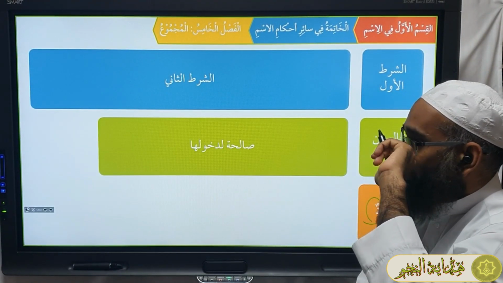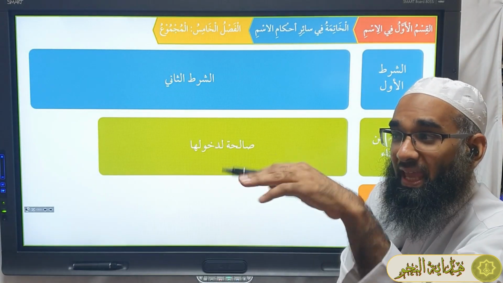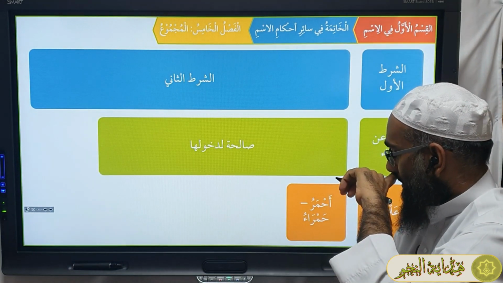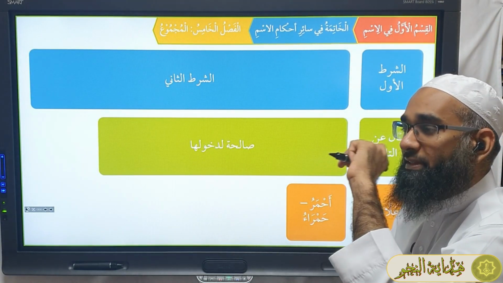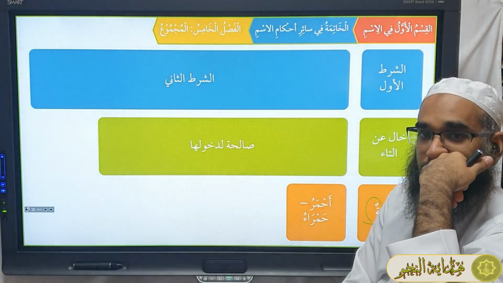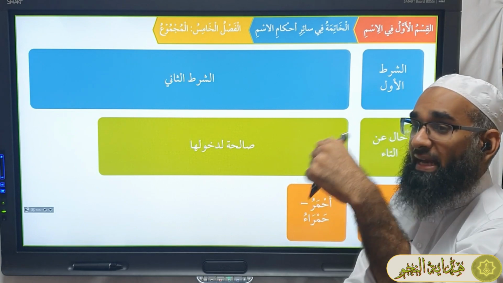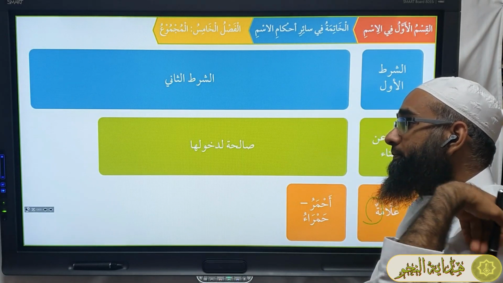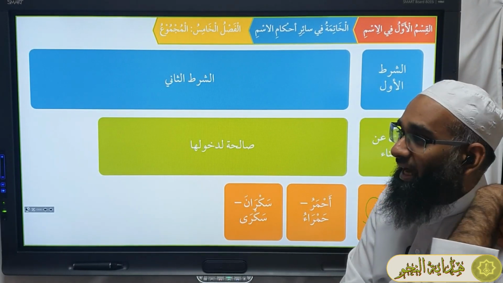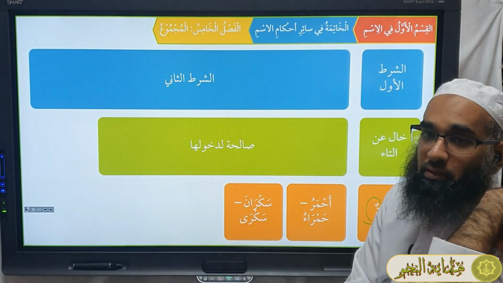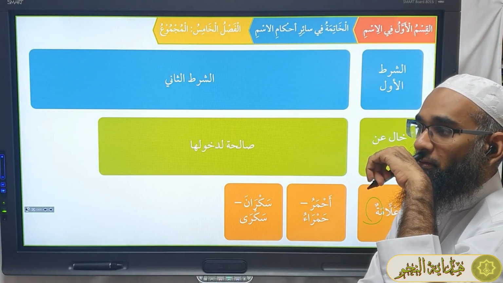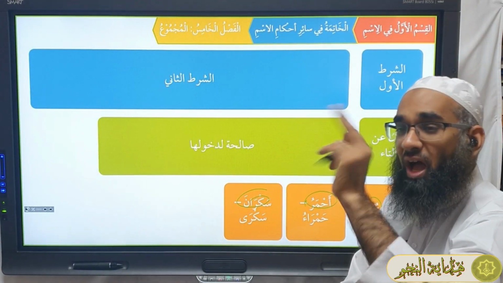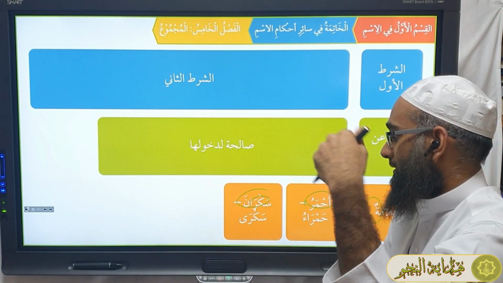The second condition is, it shouldn't have a ta, but it should be able to take a ta. For example, ahmar. Can ahmar take a ta? What's the mu'annath form of ahmar? Hamra. It's not made mu'annath by adding a ta. So ahmar becomes hamra. Similarly, what do we have? Sakran. The fa'lan is made mu'annath by sakra, not by sakranatun. So these don't have a ta, fine. But they can't take a ta. So it must not have a ta, yet be able to accept a ta to make it feminine.